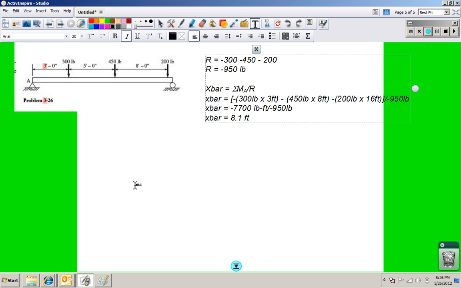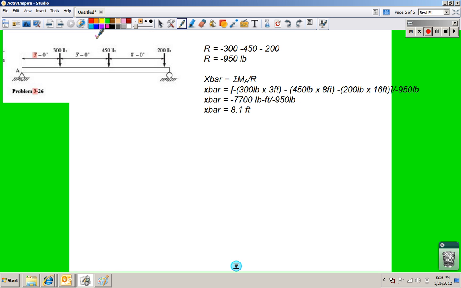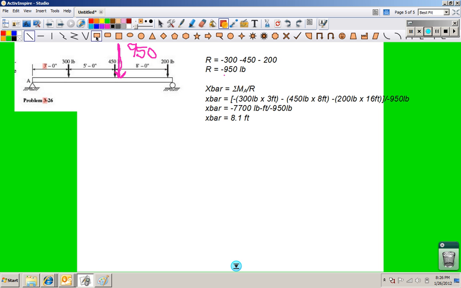Okay, now what did we just find here? We have found a resultant that is right here, and it has a magnitude of 950 pounds. And it is at 8.1 feet. So what this really feels like to this system is something like this.